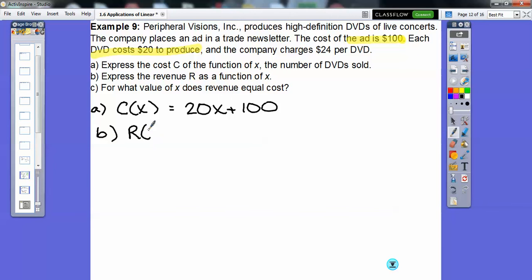So revenue is a function of x. So we're going to call that R of x. Revenue is the amount of money you bring in. They're receiving $24 for every DVD. So that's 24x. Do they have any other lump sum payments? Did anybody just cut them a check for no reason? No, so that's the only money they're bringing in.